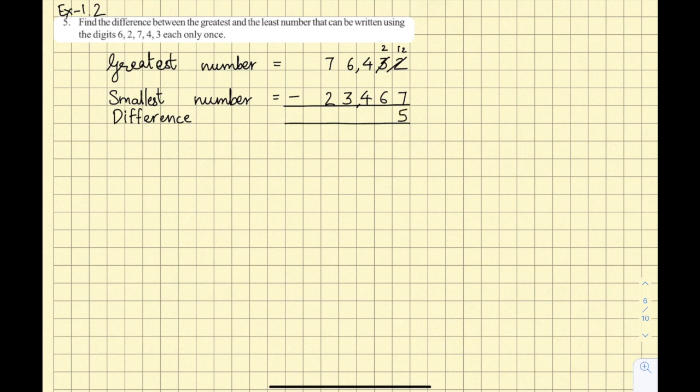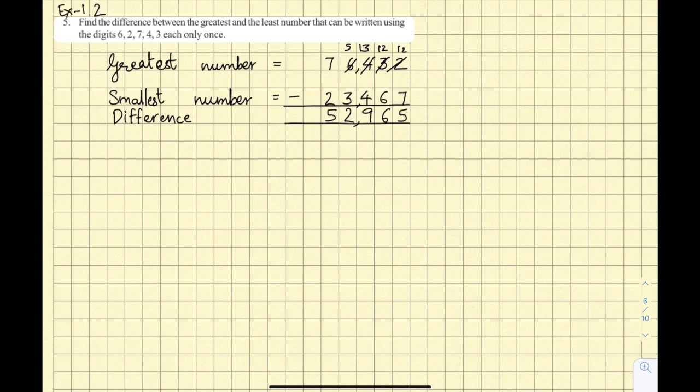Again 2 minus 6 cannot be done, so we make this 3 and borrow here 1. 12 minus 6 is 6. Now 3 minus 4 you cannot do, so you borrow 1 from here, it becomes 5, and this becomes 13. 13 minus 4 becomes 9. 5 minus 3 is 2, and 7 minus 2 is 5.